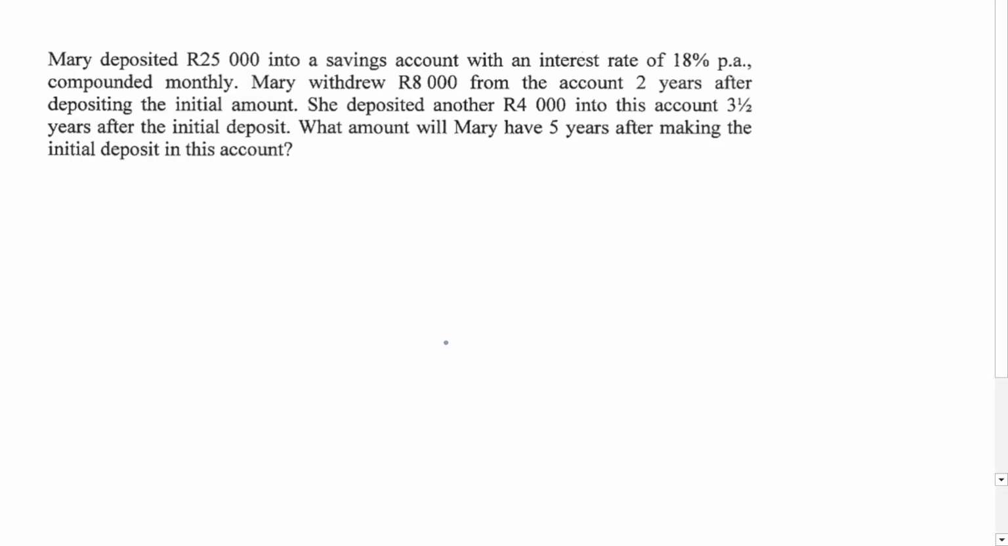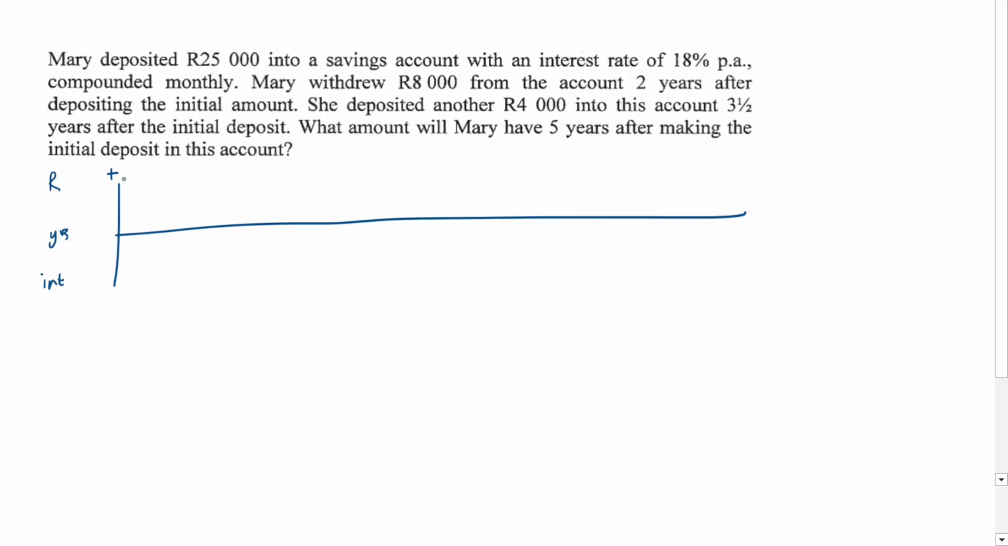In this video, we're going to look at another timeline question, and the key to timelines is to follow each amount of money until the end. And so what we've got here, I like to physically draw a timeline. I put the amounts of money at the top, the years in the middle, and the interest at the bottom.